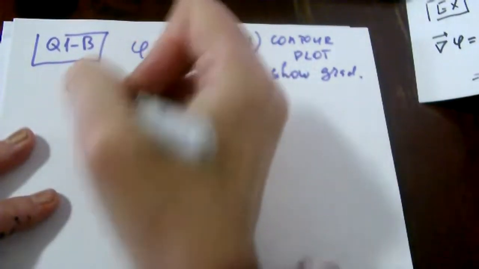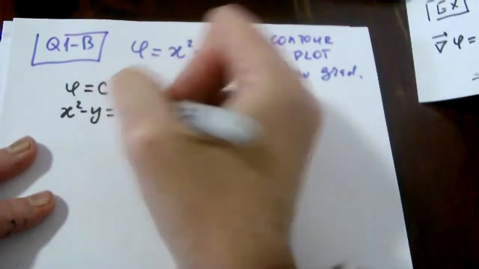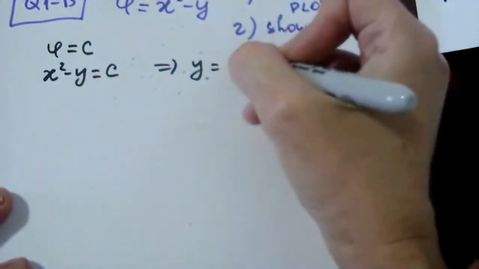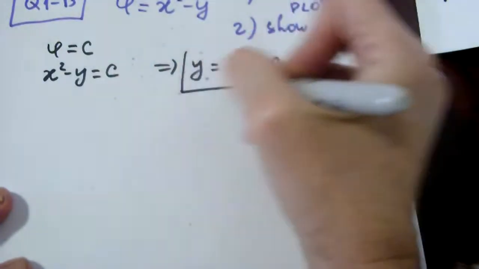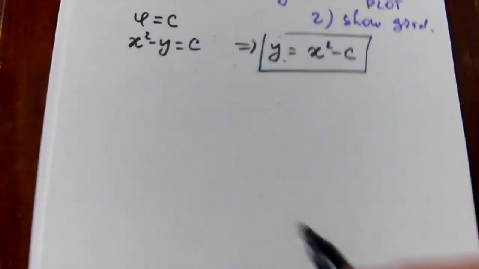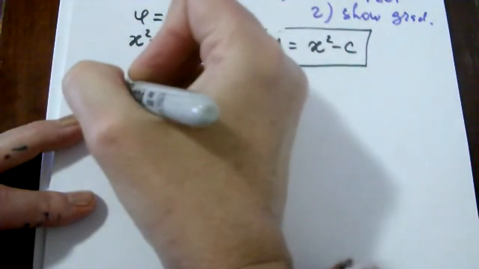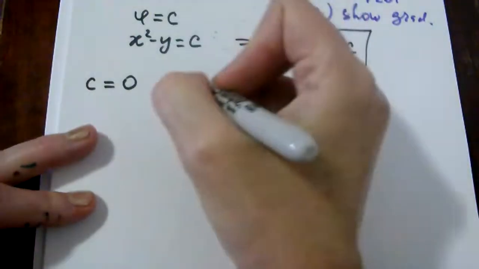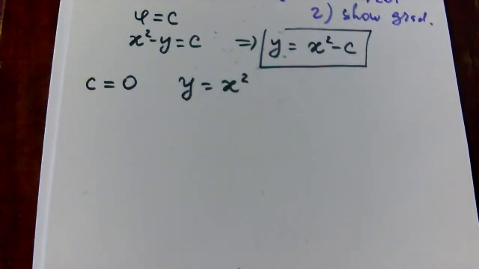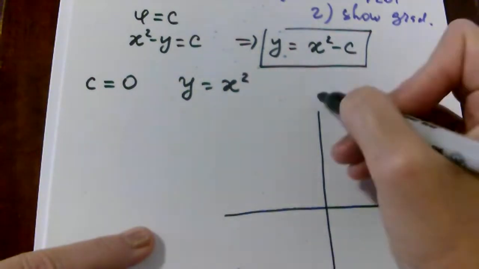So we should set phi equal to c, which is equivalent to x squared minus y equal to c. And then we can express y from here. y is equal to x squared minus c. And of course, you immediately realize that this is going to be a collection of parabolas. Let's draw a couple of them, or maybe 3 or 4. If we set c equal to 0, we will get y equal to x squared. This is a parabola passing through the origin.